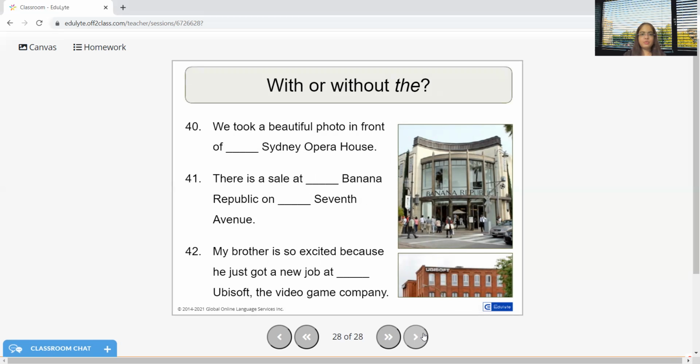So you just need to practice such sentences, such examples, and I'm sure you will be able to understand these concepts in a better way.